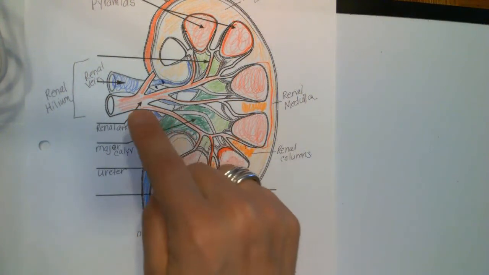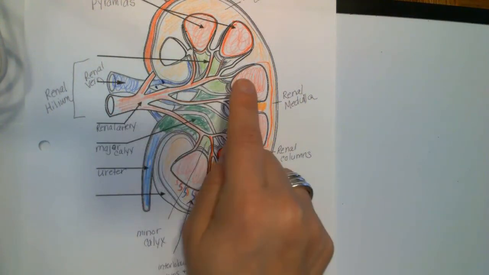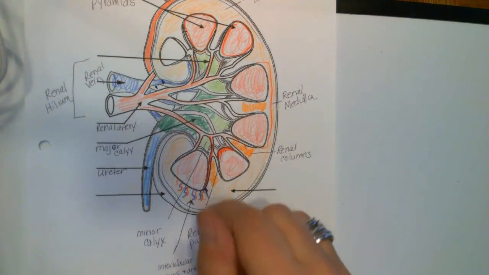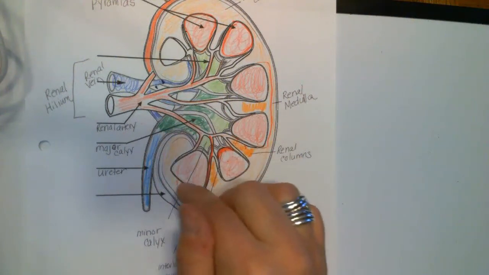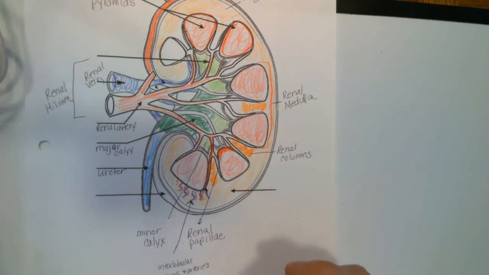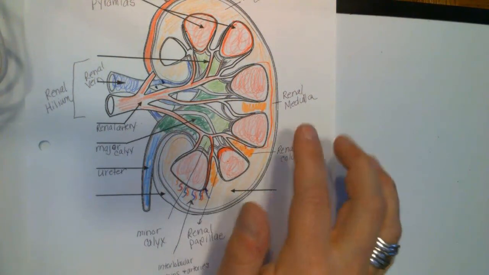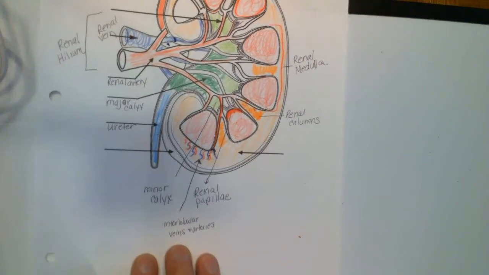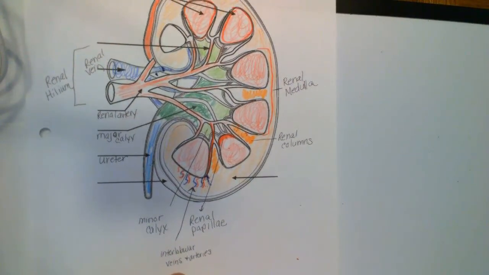And then we also have the renal vein and renal arteries that are bringing blood into and out of the kidney, and they eventually branch out into very small arteries and veins that surround the different pyramids and within the cortex that are called the interlobular veins and the interlobular arteries.